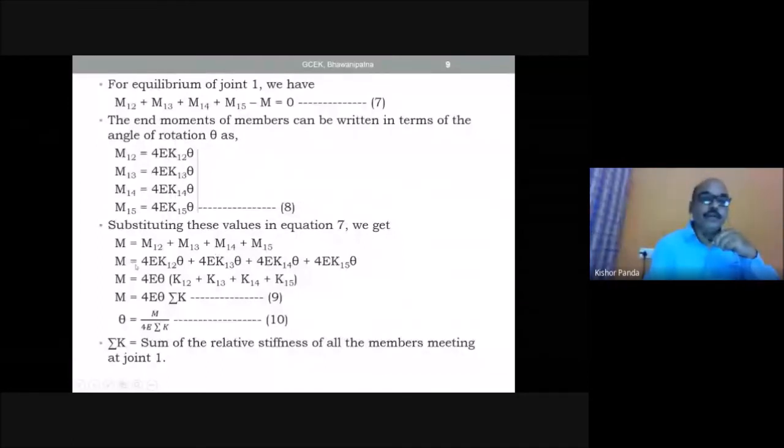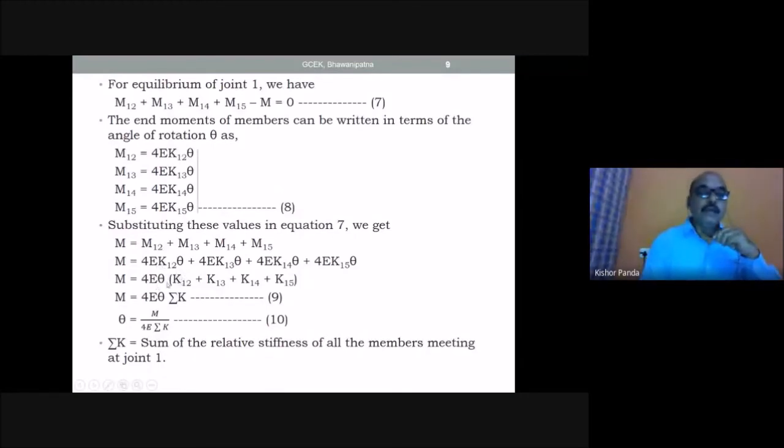Then M is equal to, after putting this value here, 4EKθ12 plus 4EKθ13 plus 4EKθ14 plus 4EKθ15. This is the moment. Then here you take the common 4Eθ. Then the equation is 4Eθ into bracket K12 plus K13 plus K14 plus K15 bracket close. Then M is equal to 4Eθ summation of K. Then θ is equal to M by 4E summation of K.